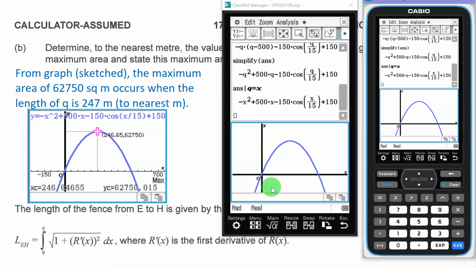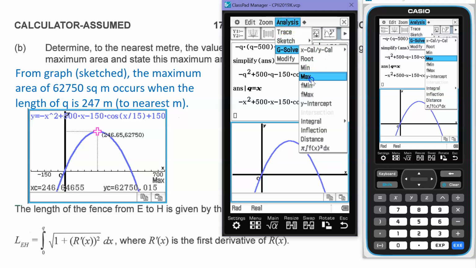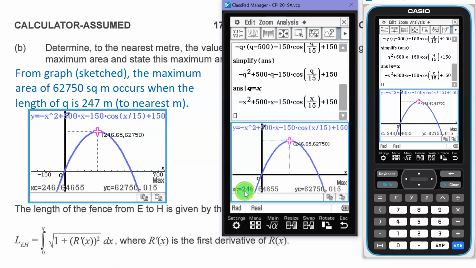So if we're going to use the graphical solution, obviously the answer for the maximum, G solve max, here we go, is when X is 246.6. They did request the answer to the nearest meter, so we go for 247 on that one. And the y coordinate there, which is the maximum possible area, is 62,750 square meters.